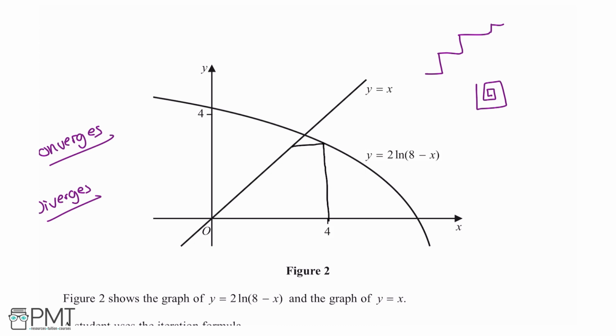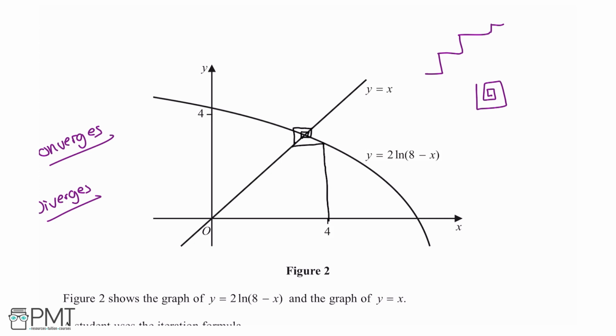From y equals 2 ln 8 minus x, we draw a vertical line to y equals x, and then a horizontal line from y equals 2 ln 8 minus x to y equals x again. And this process just keeps repeating. Let's do a few just to be 100% sure. Yep, it converges to where we need it to. So, as we can see from the curve, it does get closer and closer and closer to a point. So we know that it converges.